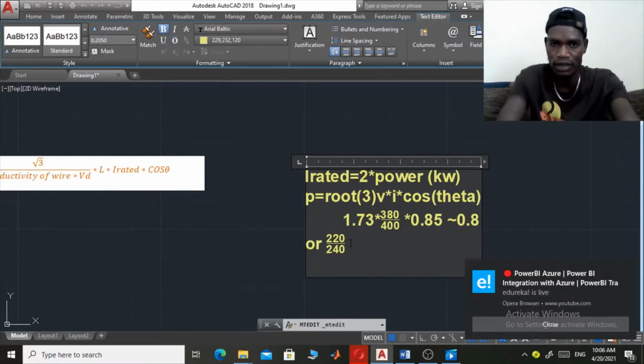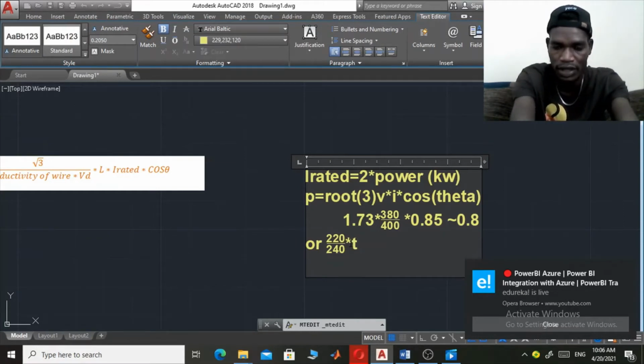In a single phase, we multiply this with only the current and voltage. Here the voltage is 220, which is written here, or 240, times the current I, or I rated. So this is the case of a single phase, and this is the case of three phase.